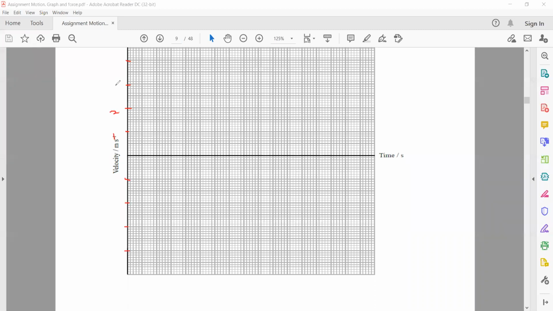So 1, 2, 3, 4, -1, -2, -3, -4. And then the max 0.42, so we can take 0.1, 0.2, 0.3, 0.4, 0.5, 0.6, 0.7, 0.8, 0.9, 1. This will be 0.5, 0.4. So 0.1, 0.2, 0.3, 0.4, 0.6, 0.7, 0.8, 0.9, and then 1.1, 1.2, 1.3, 1.4, and 1.5.